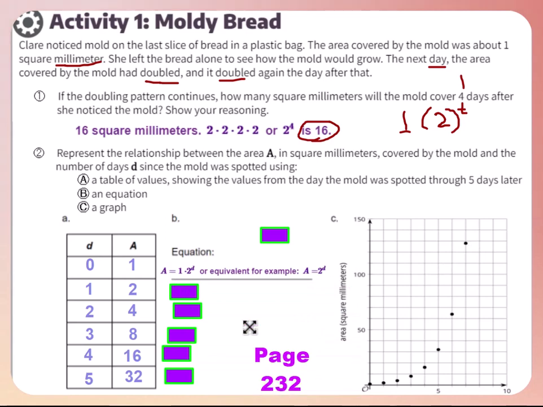Here's our equation. We start with 1. We wrote it up here. I'm going to write it down here as well. Our initial amount times the growth factor raised to the power of x, or t. In this case we used d because it told us to use d for time. Time is always going to be our x.